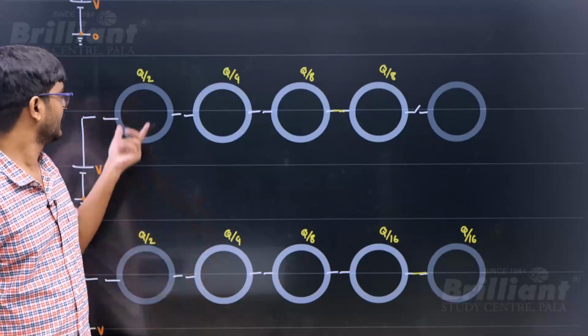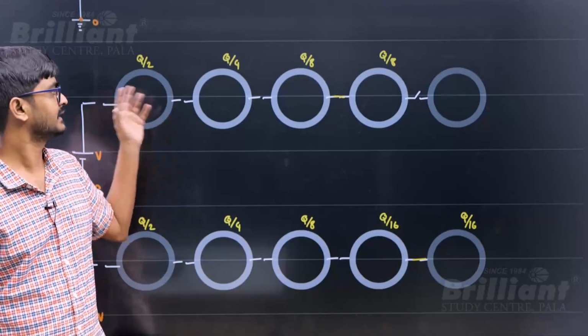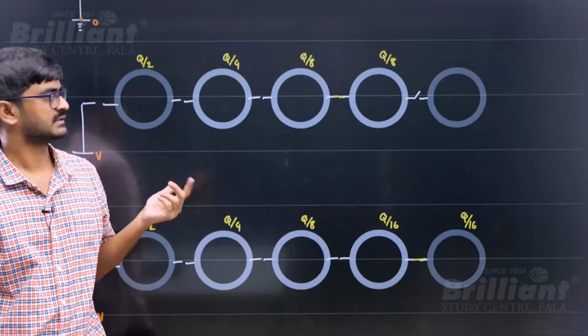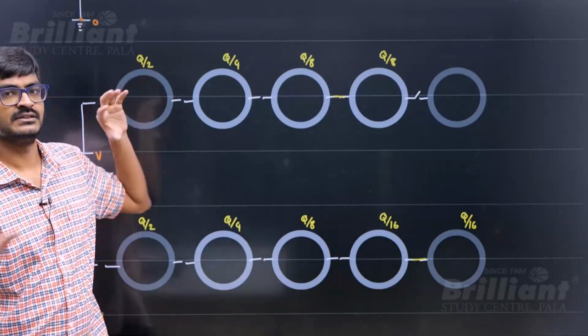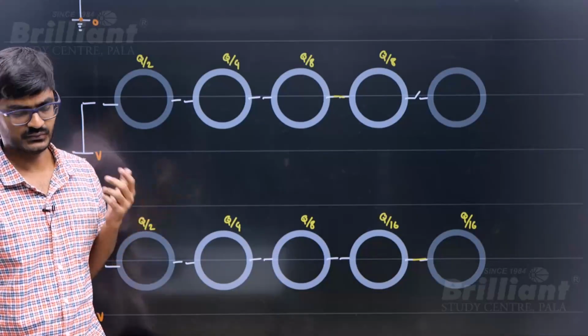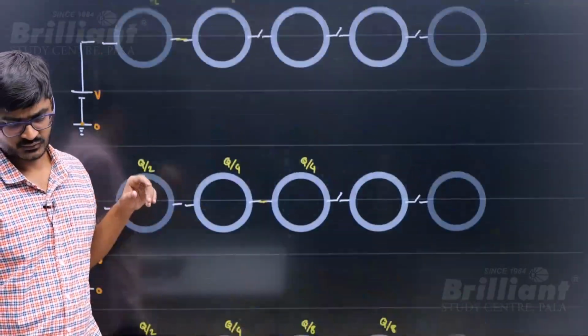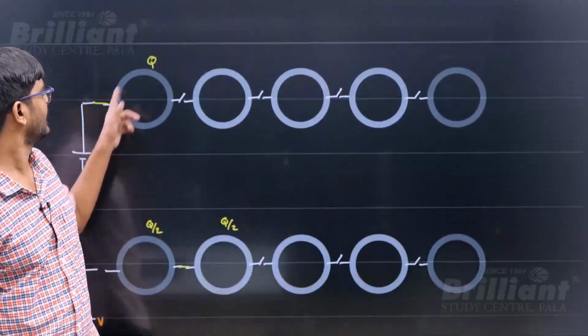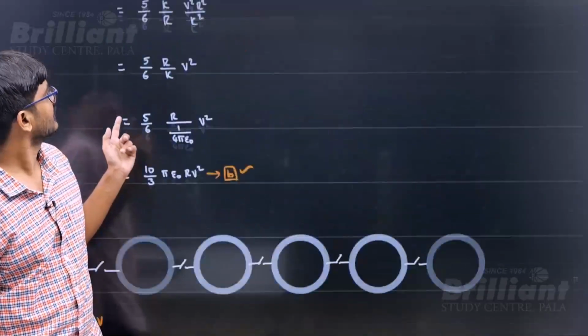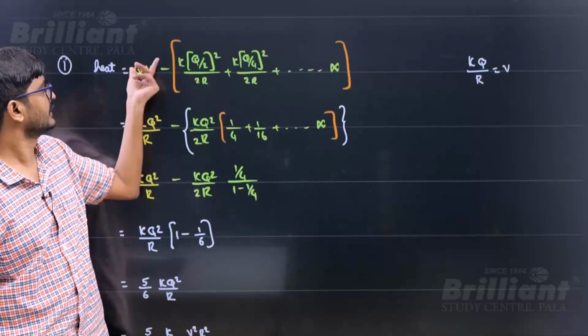Now what will happen? Whenever there is charge, there will be self energy, right? And it is a conductor. So whenever there is a conductor, the charge will come only onto the surface. So there will be a spherical shell kind of thing. So what is the self energy of a spherical shell? KQ square by 2R. So we'll see. What is the work done by the battery? Charge given by the battery is Q. So work done by battery will be Q into V.